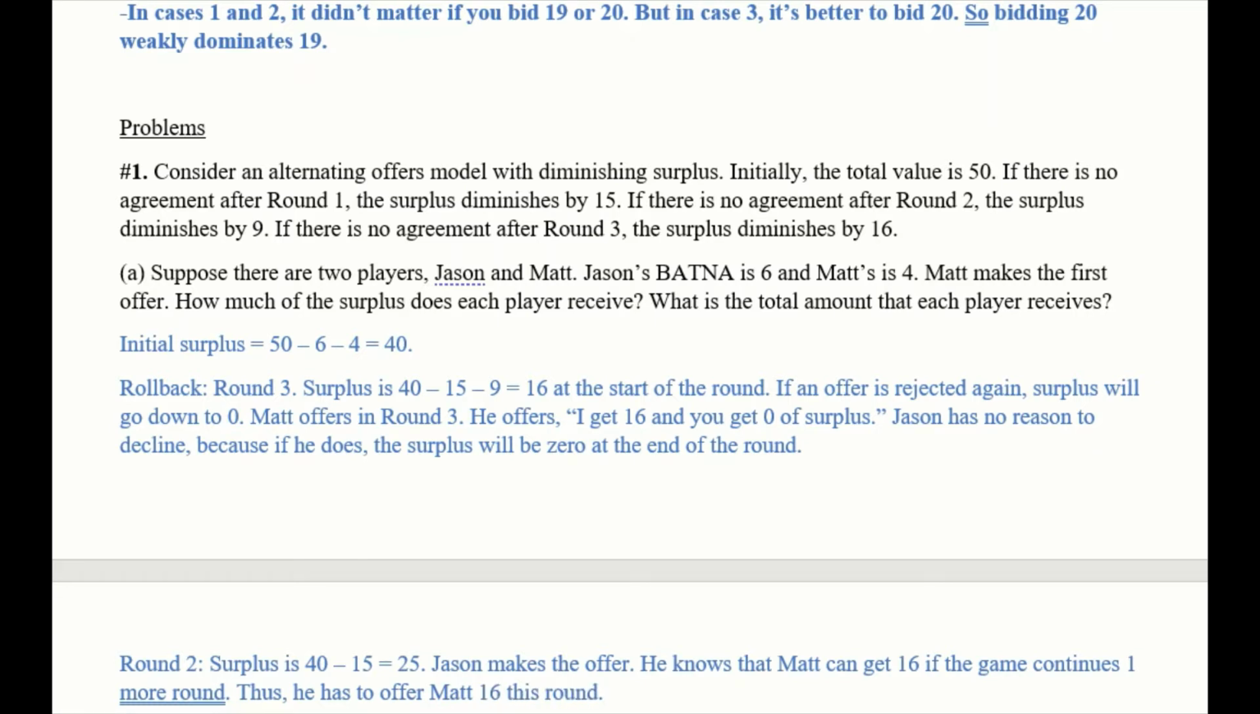So to make sure I say yes, you have to offer me 16 or more right now. So to save as much as possible for himself, he offers me just 16. So the total is 25 of surplus, and I'm getting 16. That means there's 9 left over for Jason. This is, again, of the surplus.